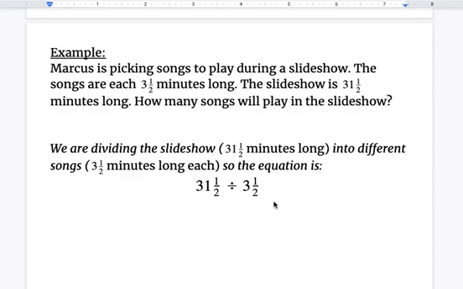So the equation would be this. And then you would use either the tape diagram or the algorithm method to solve for the answer. So you want to make sure that you're practicing how to set up these problems. Let's take a look at some examples.